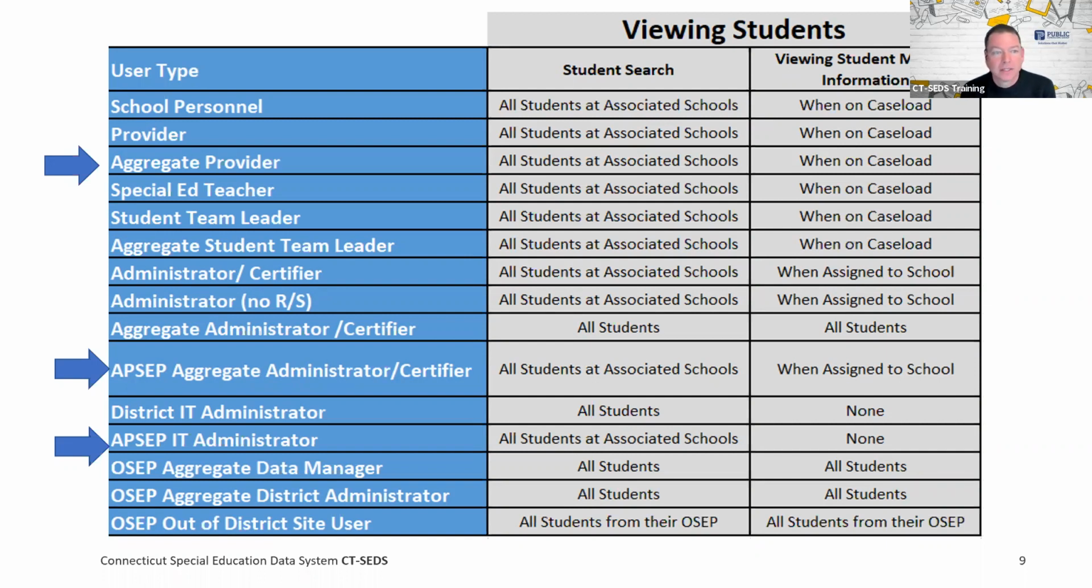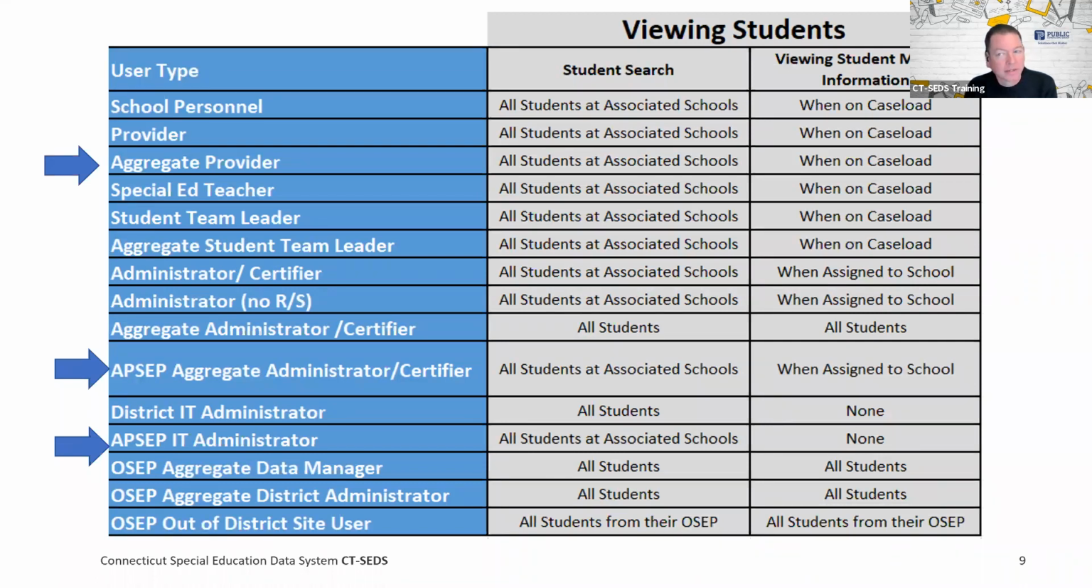If we look at the aggregate provider, the first step of association is that the aggregate provider will need to be associated to their assigned schools. Very simply said, the system needs to know that the student and the provider work and exist in the same building before that provider can see them. I'm going to demonstrate that in great detail when we get into the system in a moment.